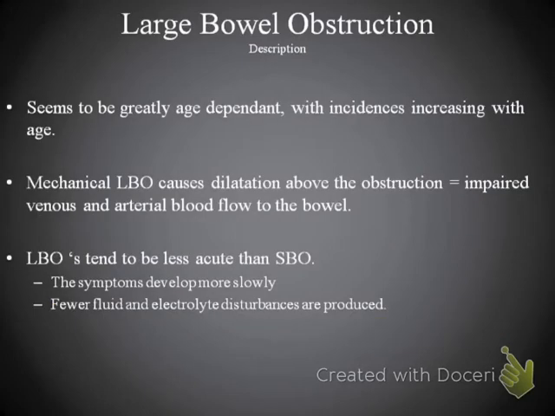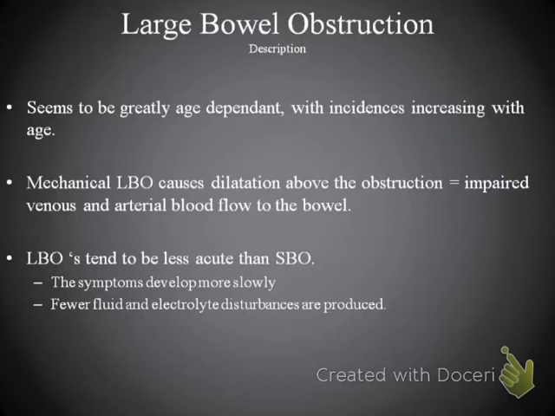It seems to greatly be age dependent, with incidence increasing with age. Mechanical large bowel obstruction causes dilatation above the obstruction, and it equals impaired venous and arterial blood flow to the bowel. LBOs tend to be less acute than small bowel obstructions. As we see with small bowel obstructions, we have the potential for strangulation, and it seems to be less prevalent among large bowel obstructions because there's some great underlying cause that is existing inside of the colon.